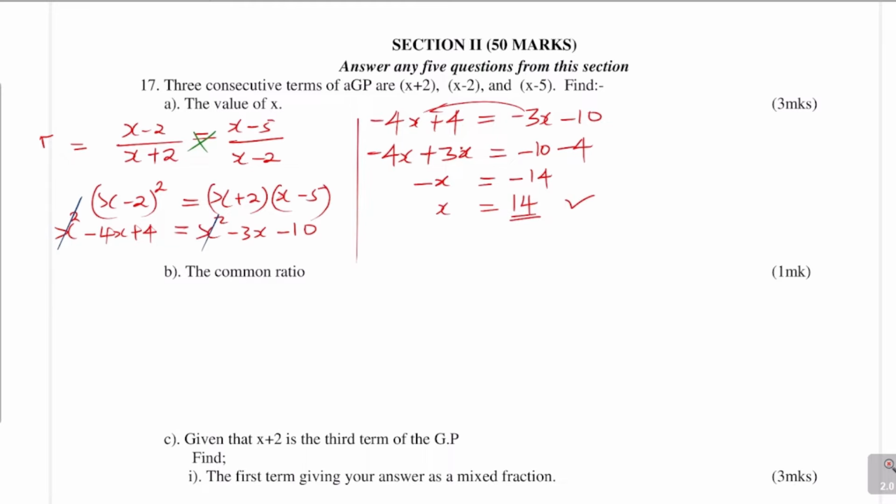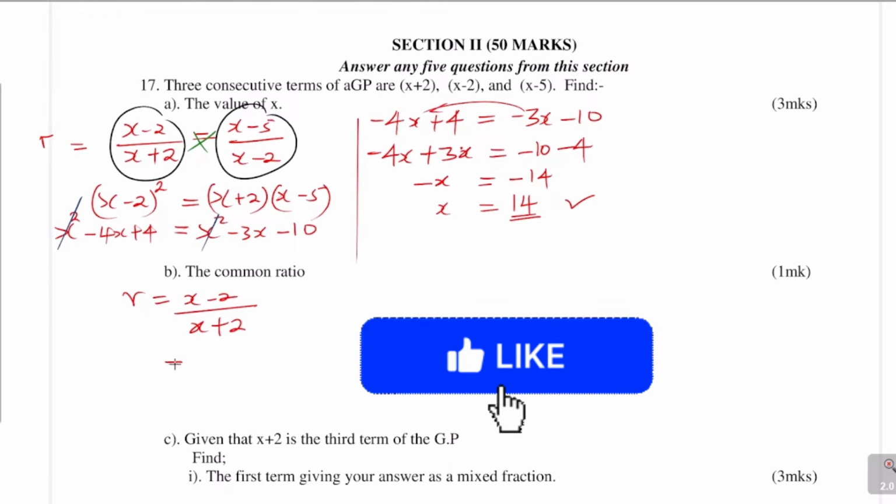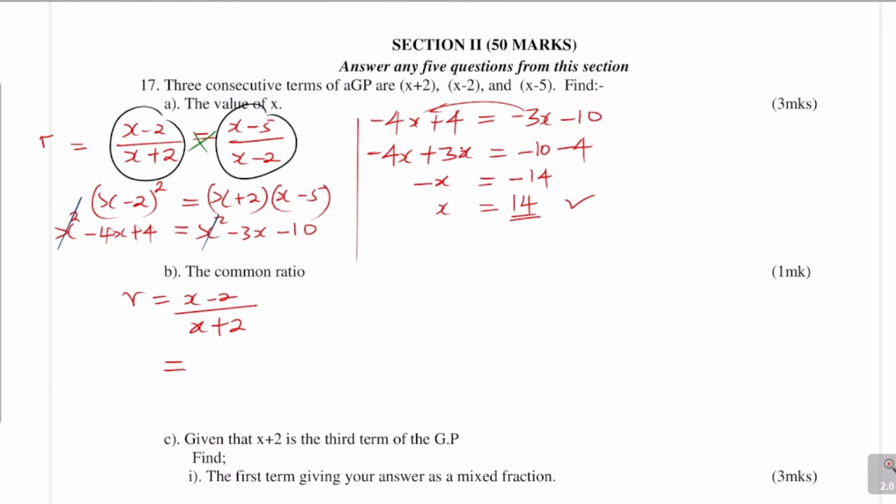Part B, find the common ratio. Remember, the common ratio can be given by either of these, so you can choose one. So I'll choose the common ratio to be x minus 2 divided by x plus 2. Since you have the value of x, you just need to substitute. So this x minus 2 will be 14 minus 2, then 14 plus 2. You're just substituting the value of x with 14. So this will give 12 divided by 16. And when you simplify this, you get 3/4.